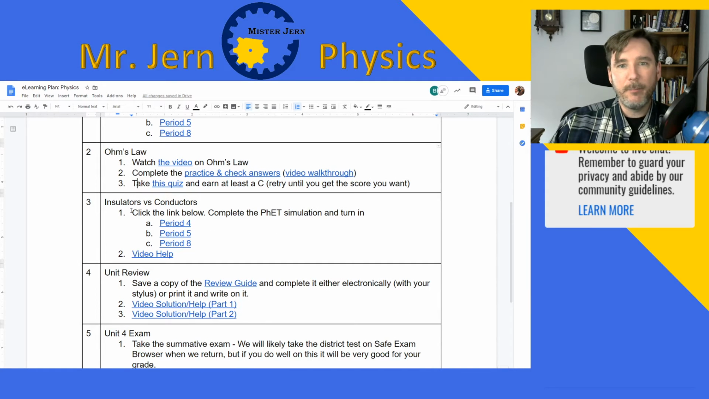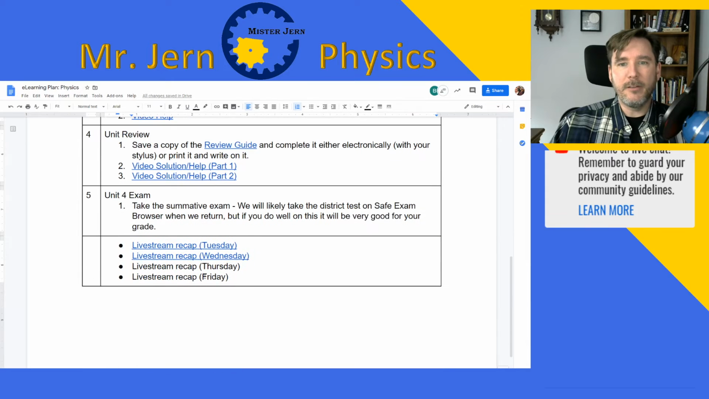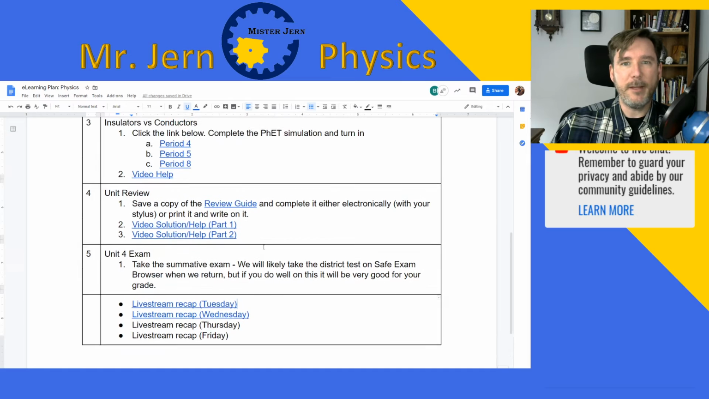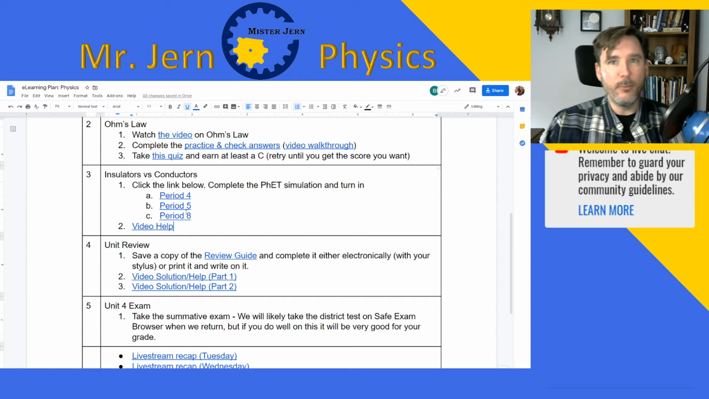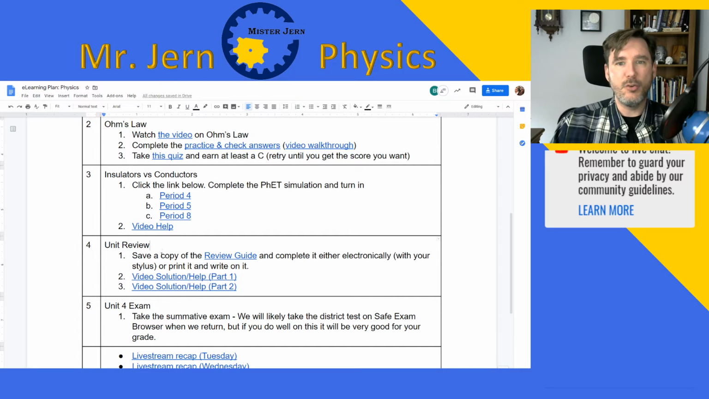Then yesterday, insulators versus conductors, I walked you through that on the stream. If you watch the stream from yesterday, you can see my recap of that. Also, Mr. Knott, another physics teacher, was nice enough to put together a little video with the walkthrough for that. So that brings us to today, the review guide for the test.